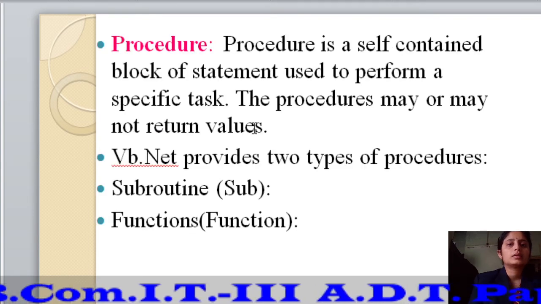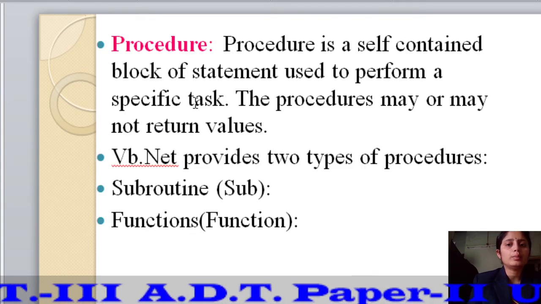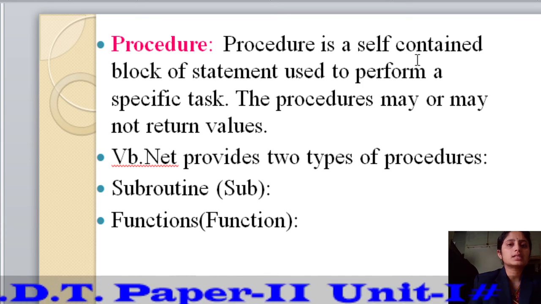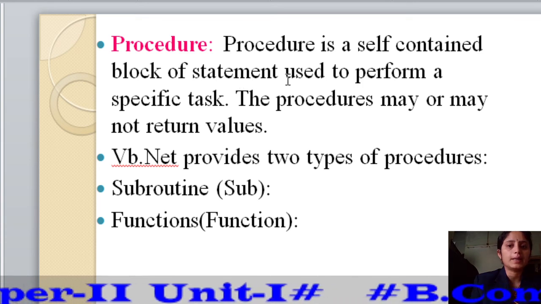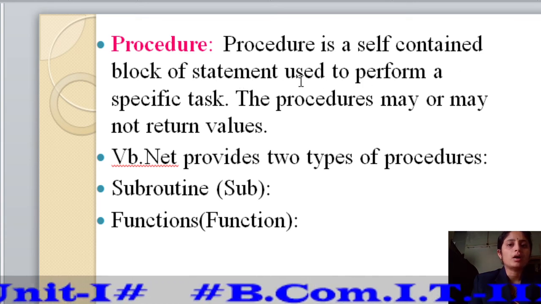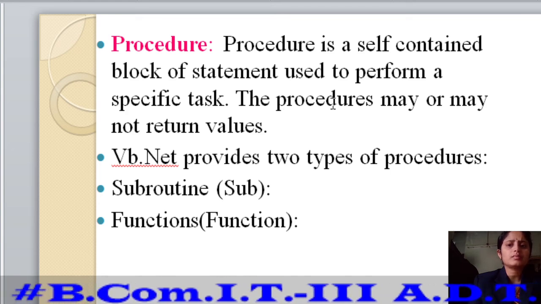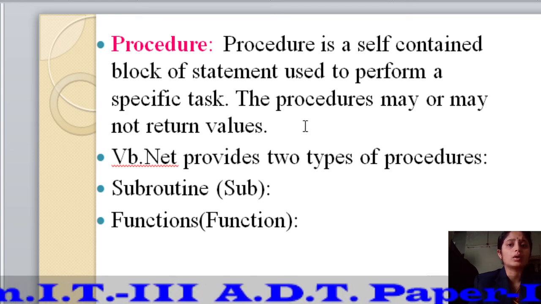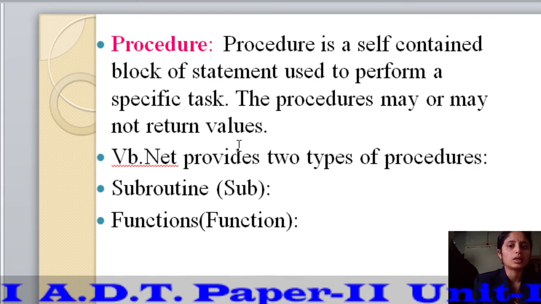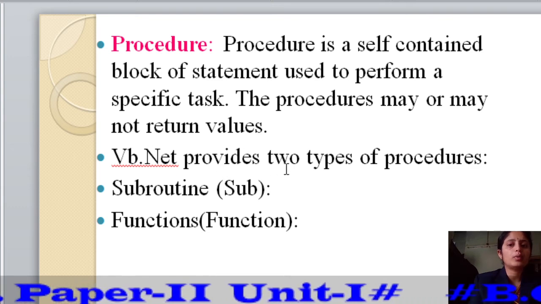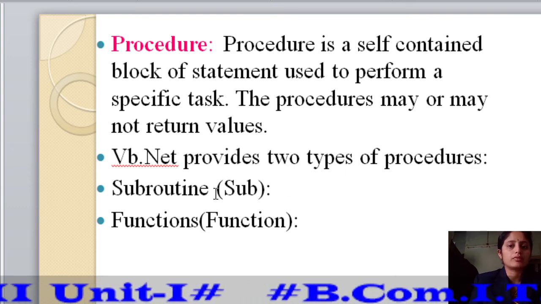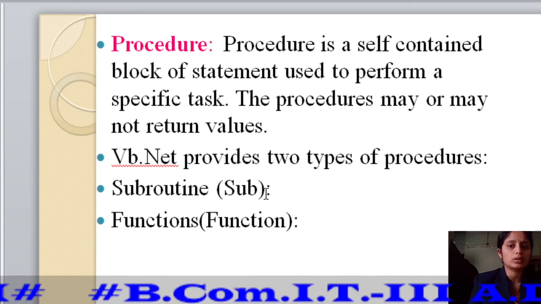The second point is the procedure. A procedure is a self-contained block of statements used to perform a specific task. The procedure may or may not return values. VB.NET provides two types of procedures. The first one is subroutines, or Sub procedures.